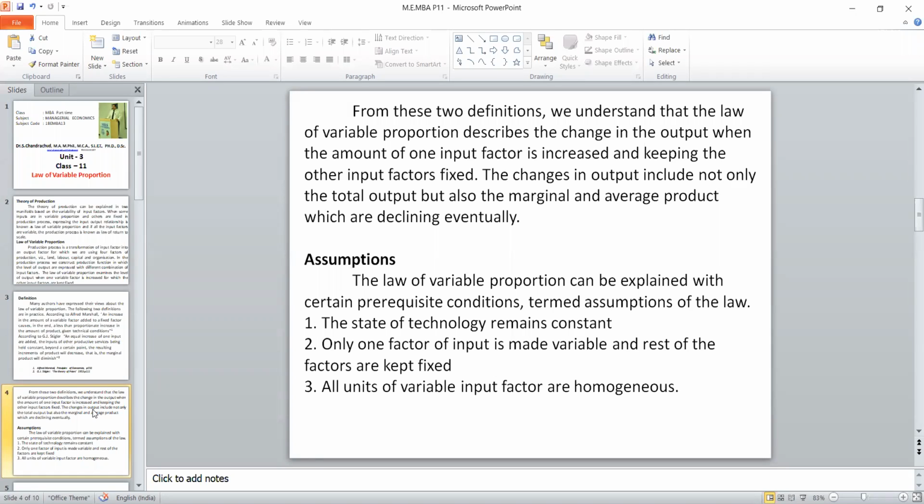There is no improvement in the science and technology. We are treating one particular technology. The second assumption is only one factor of input is variable. The rest is fixed. Already we made this particular. Based on this only the theory is going to be explained.